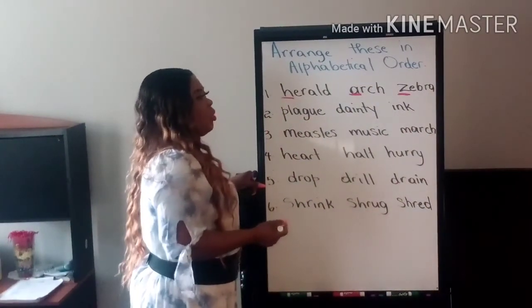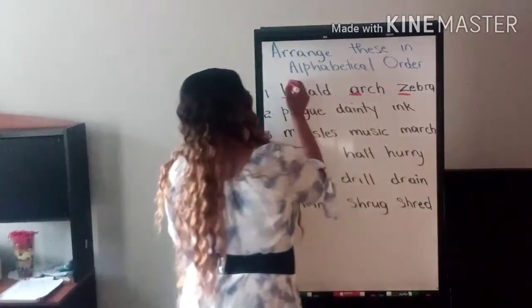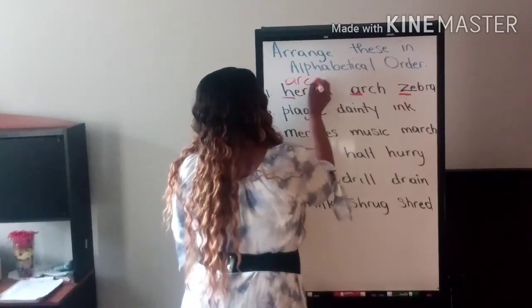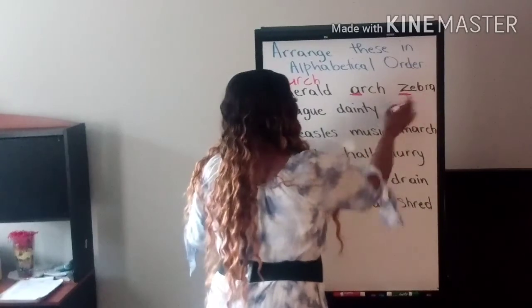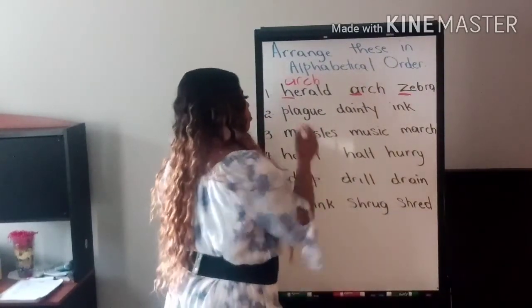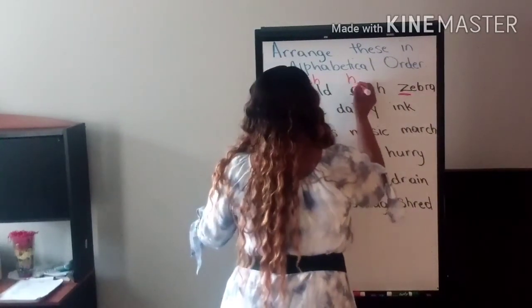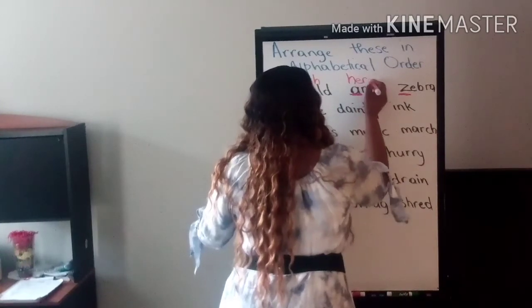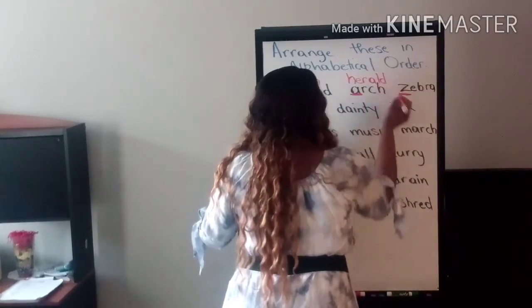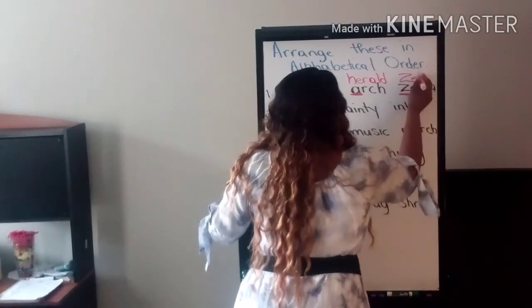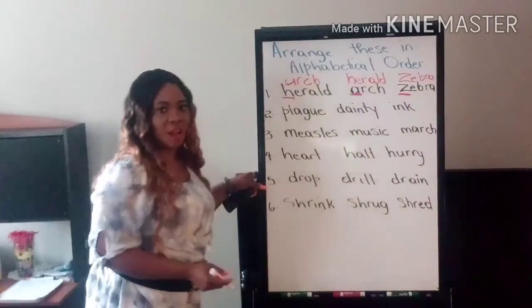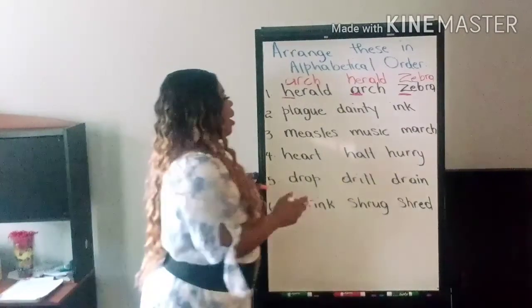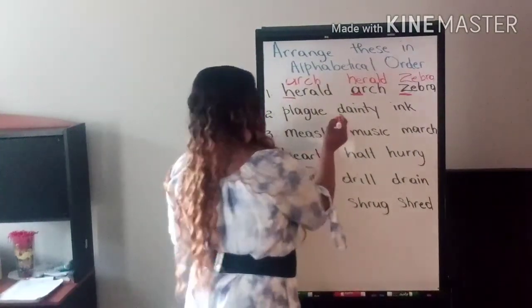Good. So naturally, arch would be first. So we have arch, herald, zebra, right? H would be next. So we have herald being next. And then zebra, last letter of the alphabet, maintains its position, right? All right, good. Now what about this?